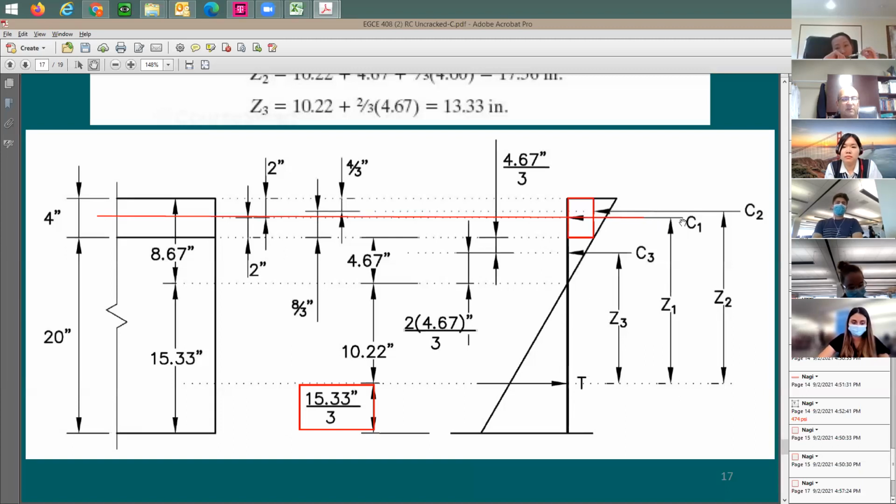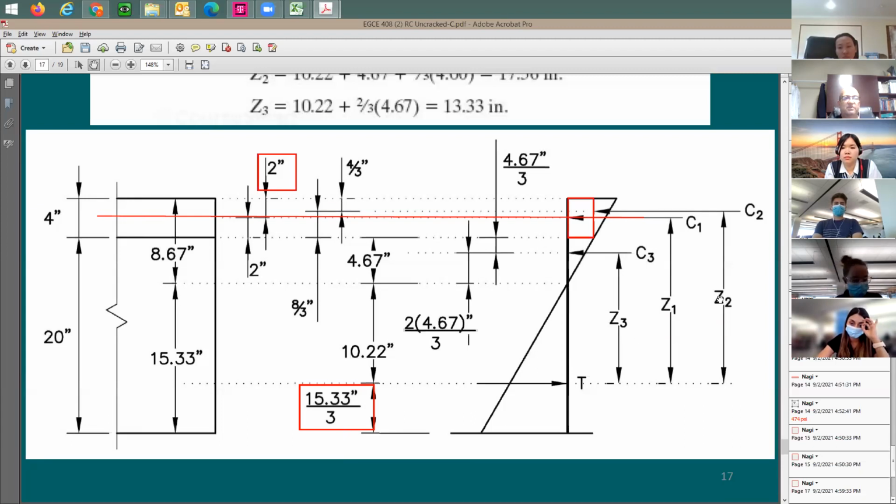How about the location of C1? I know it's going to be at 2 inches from the top. It's going to be right here. It's a rectangular shape, not a triangular shape, so you don't divide by 3, just divide by 2. Now, how much is Z1? Z1 is going to be equal to the total depth, 24 inches, subtract 2 inches from the top, subtract 15.33 divided by 3. With that, you get Z1.